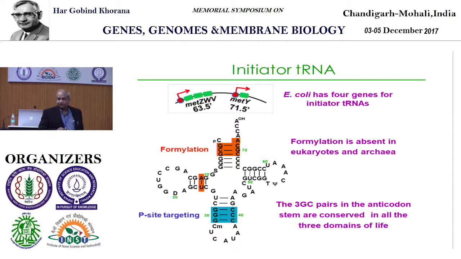In the acceptor stem region, which is important for the formylation of the tRNA. But of course, formylation is not there in archaea and eukaryotes. The other region is the 3 GC base pairs, consecutive GC base pairs, which are highly conserved in all domains of life. And so this turned out to be something which one would want to follow a little bit more to understand how initiation happens.